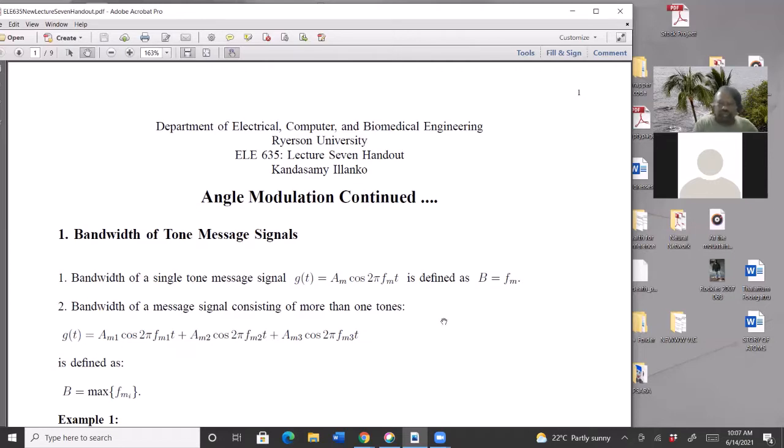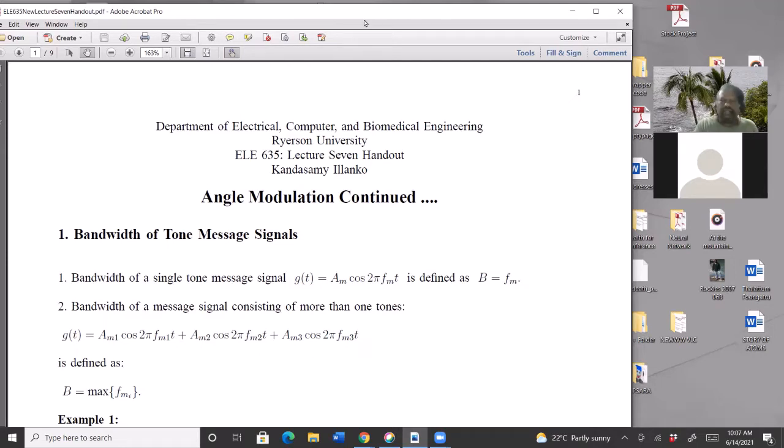If you have more than two tones in the message signal, then you have to take the maximum frequency in the tone signal. See here, this has f_m1, f_m2, f_m3. So you choose the maximum. The maximum will be the bandwidth of the message signal. Okay, this is very important.